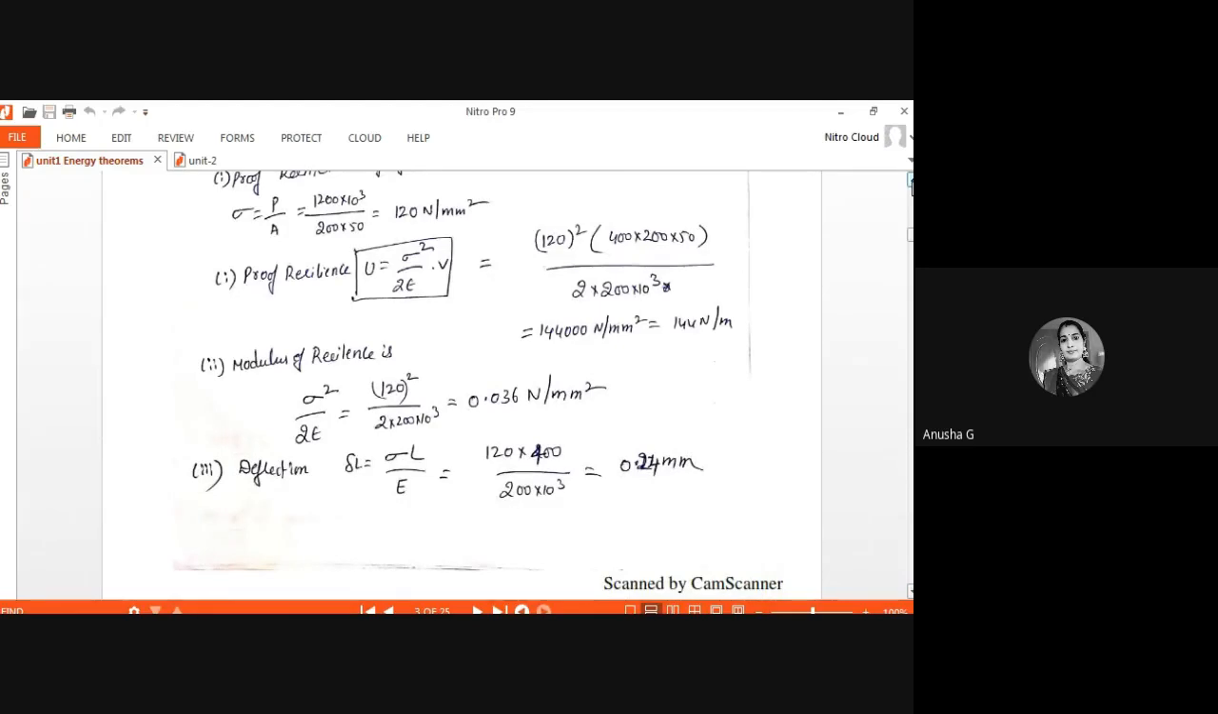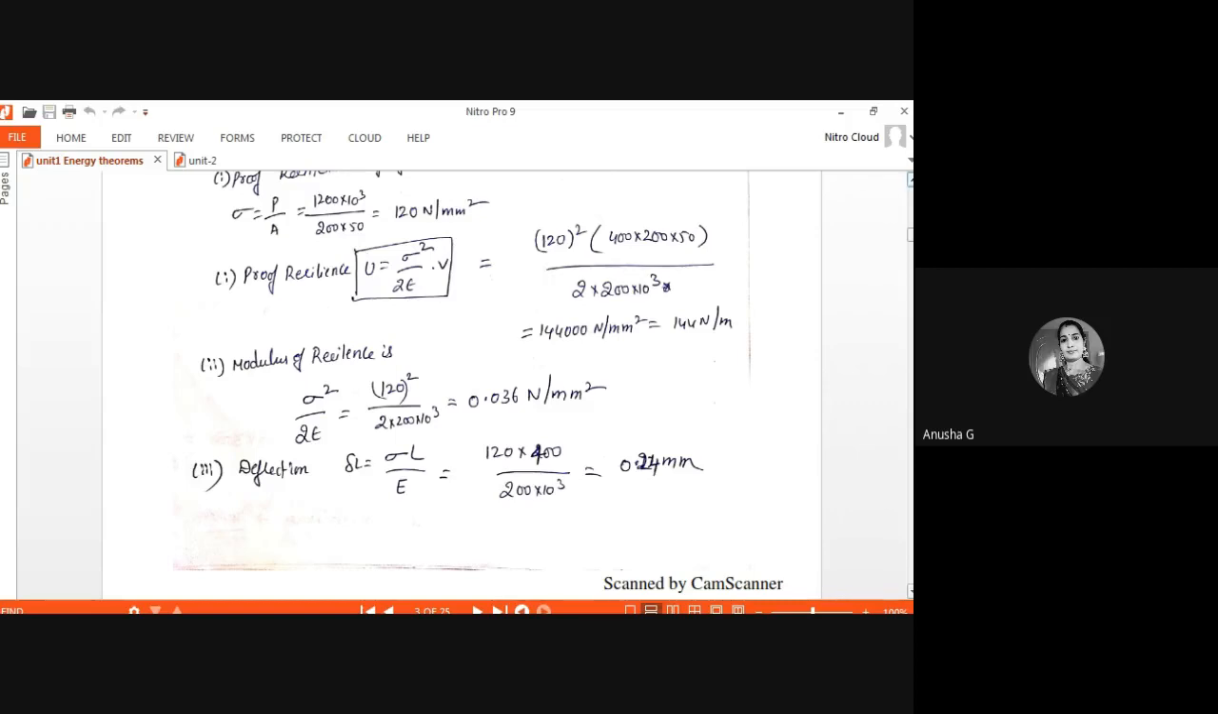Then today class we solved the 3 problems. First one is normal, whatever the given bar, for that bar we had to calculate the strain energy U. U equals to sigma square V by 2E. Next, extension of the bar or change in the length adigaru, calculate chesam. Second kuda same question but values are changed. And the third question is they ask us to calculate the proof resilience, modulus of resilience and then deflection. These are the 3 problems for the gradually applied load.